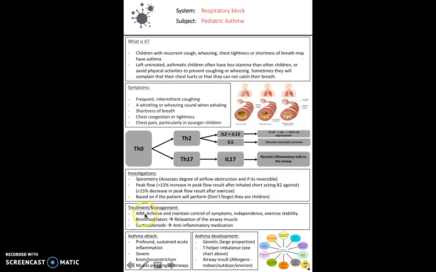Of course, asthma can be managed, so the aim of asthma management is to be able to maintain control of the symptoms, independence for the patient, and as well allow them to have some stability in terms of exercise performance. So bronchodilators are a really good way of doing this in terms of relaxing the airway muscle, and corticosteroids are an anti-inflammatory medication which allow us to manage it as well.